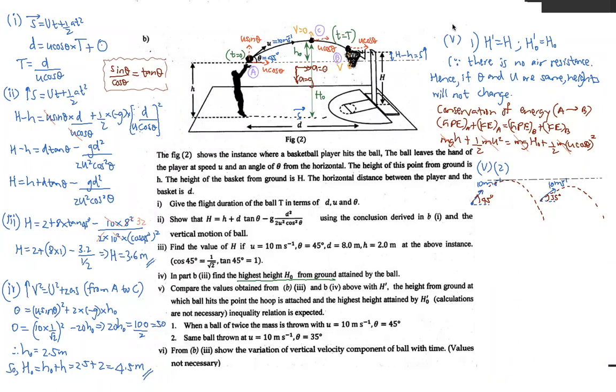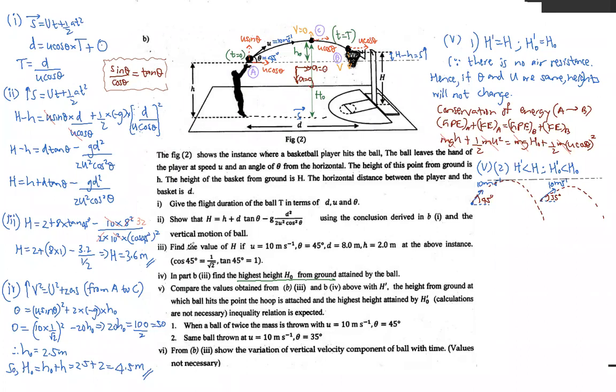So what can I say about capital H and H dash? Definitely H dash and H will be less than their previous values, because the angle is less. So when the angle is lower, the ball will go somewhere down here and it will go below the basket.